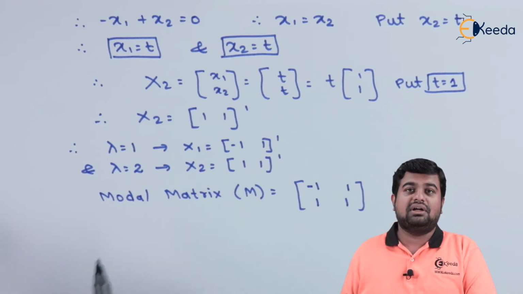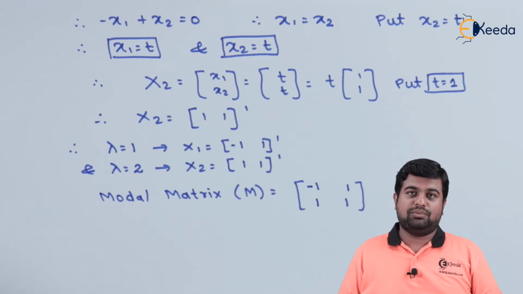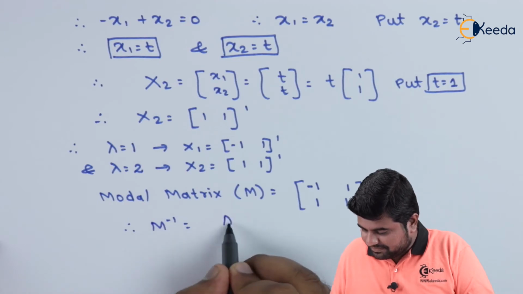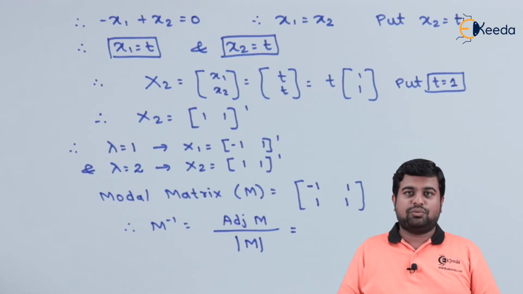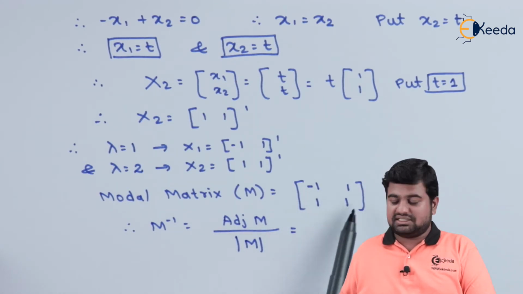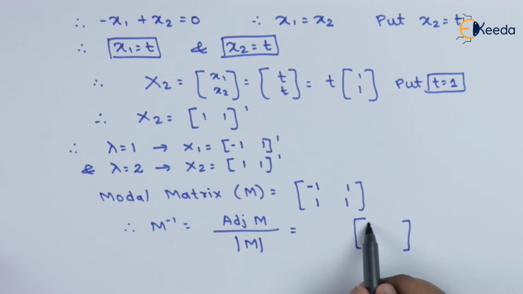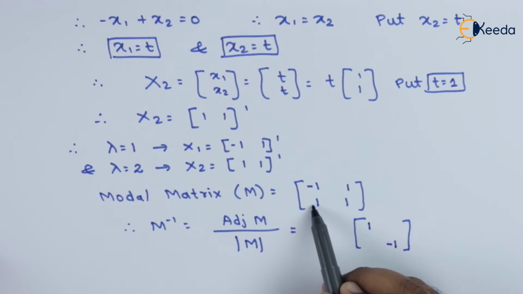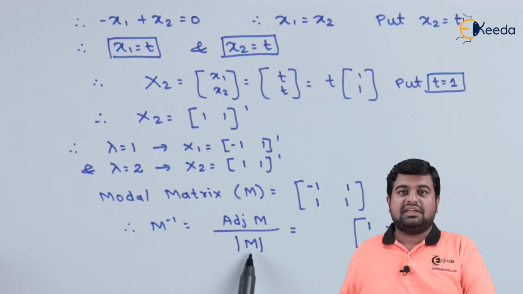Now I'm going to calculate the M inverse of the same. How do we calculate the inverse of a 2 by 2 matrix? We interchange the diagonal elements, that is, minus 1 and 1, and change the sign of the rest of the elements. So I'm going to have 1 over here, minus 1 over here, and 1 and 1. Now I'm going to need the determinant of M.